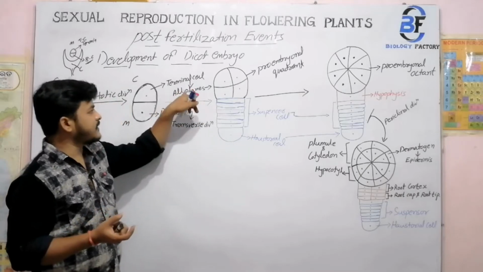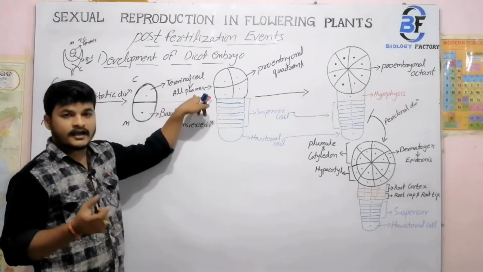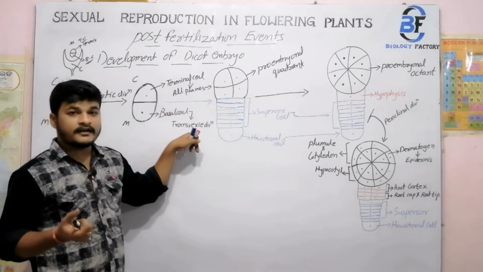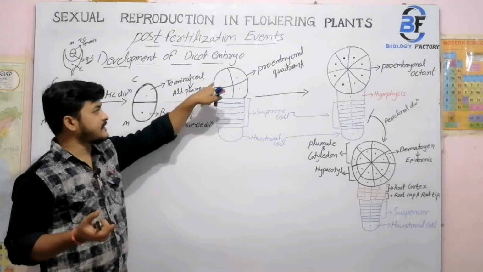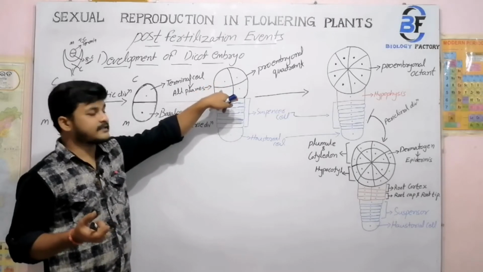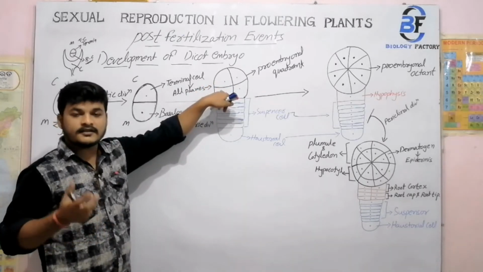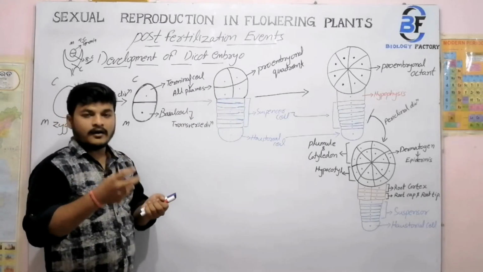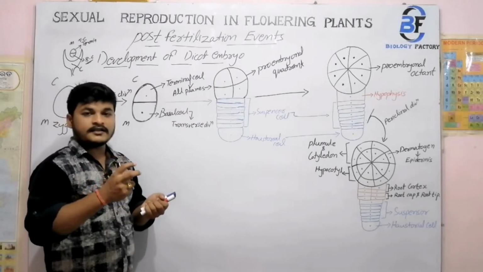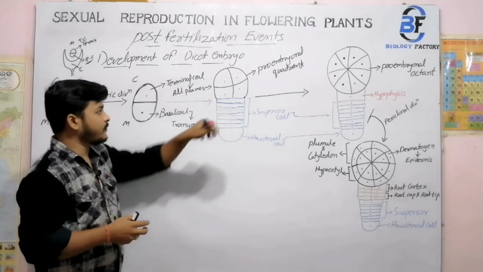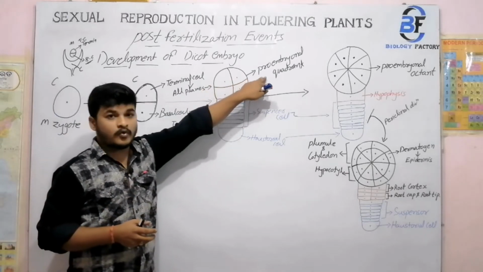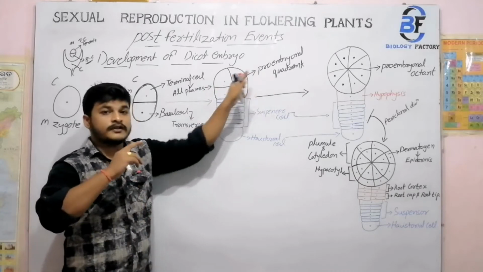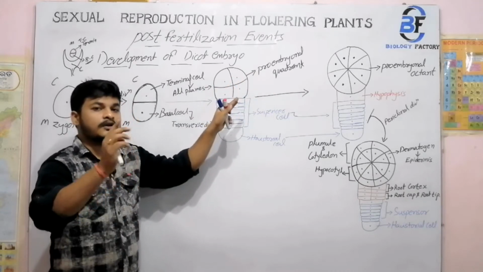Next, the terminal cell divides in all planes, but the basal cell divides transversely. As it divides in all planes, a mass of cells is produced, and it looks like a ball. In the early stage, 4 cells are formed, so the structure is otherwise known as a proembryo. As it forms 4 cells, it is a quadrant, so it is known as the proembryonal quadrant.